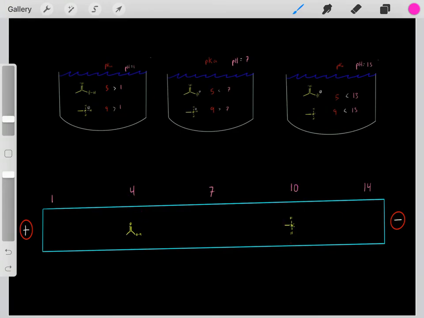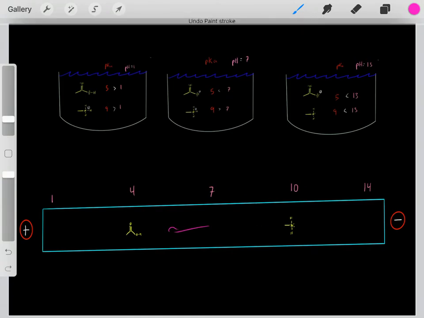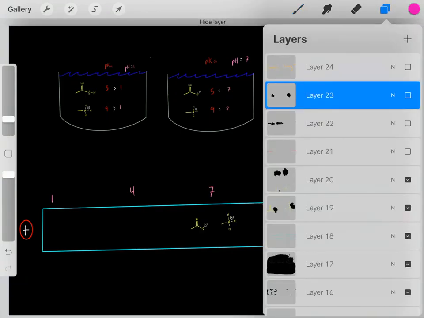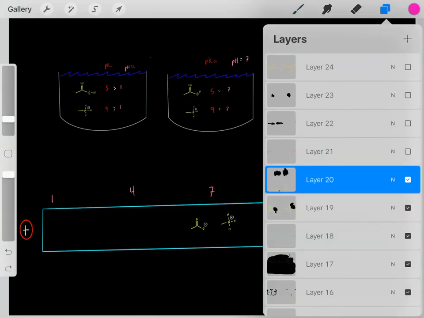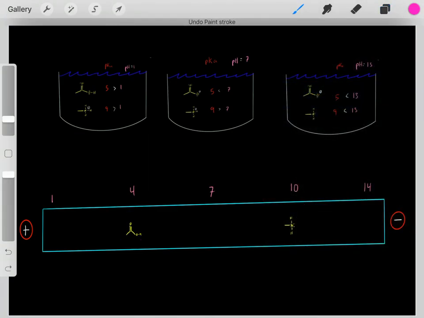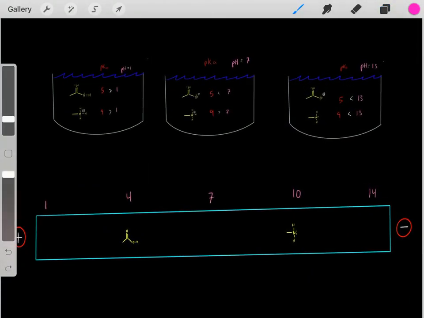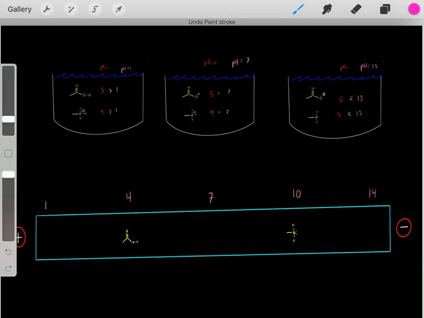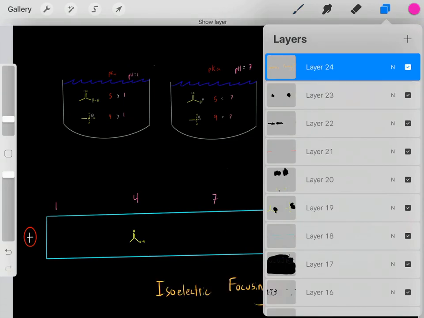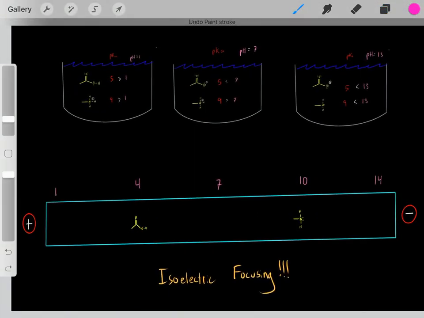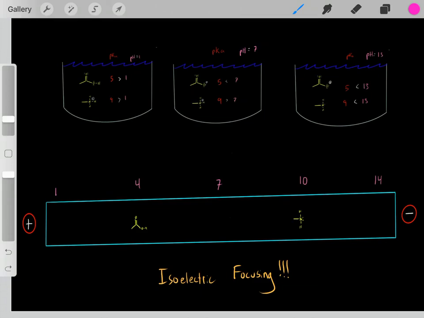But notice what we've done. We've effectively isolated them. Originally we had this mixed solution. If we dump this mixed solution in, they start moving through this isoelectric focusing setup, and they keep moving. Eventually they become neutralized and stop moving, but we've effectively isolated them. Now we can just take the solution and we have a pure carboxylic acid. So this process of separating these functional groups by creating this pH gradient is referred to as isoelectric focusing.